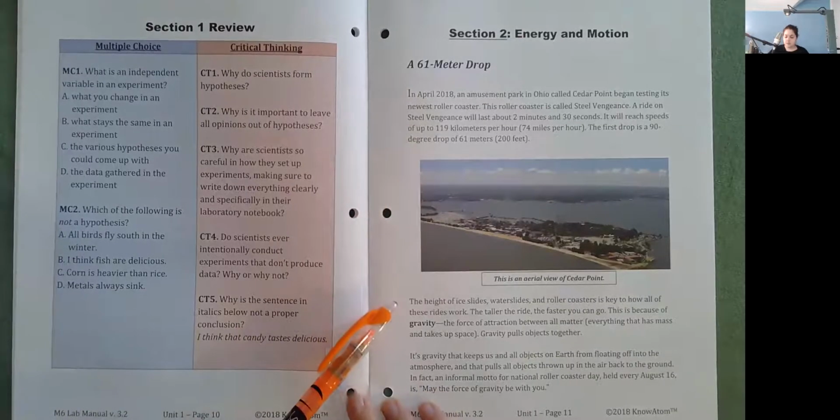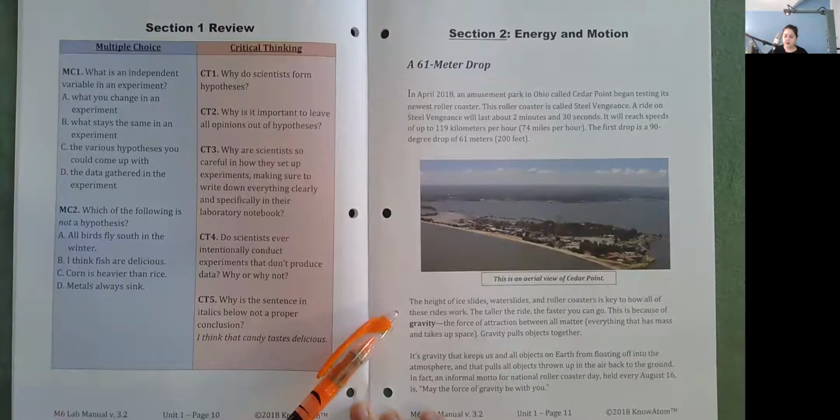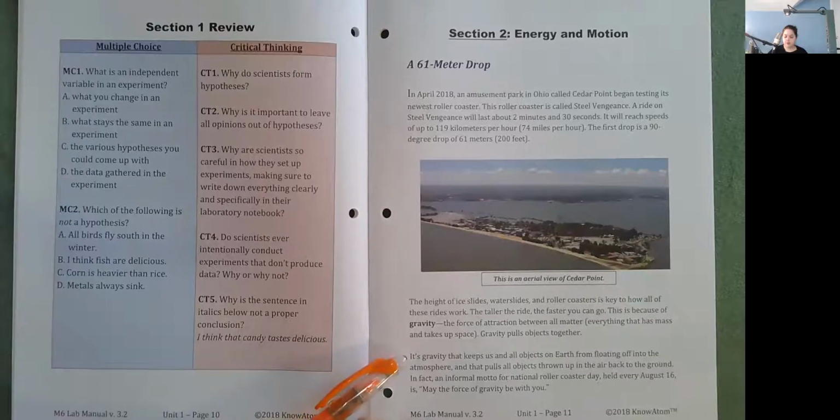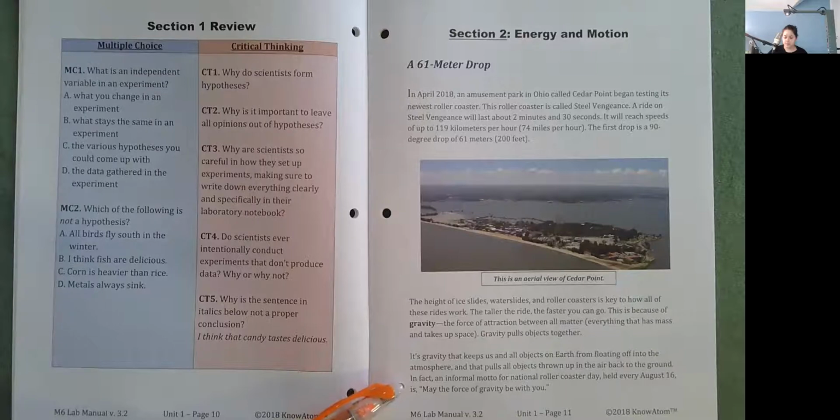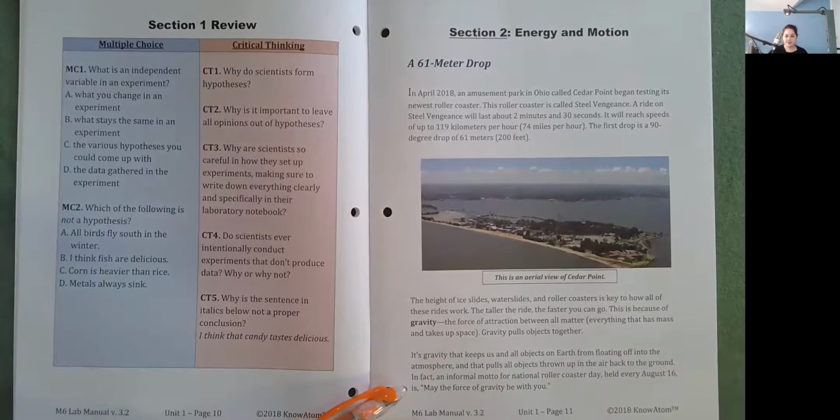The height of ice slides, water slides, and roller coasters is key to how all of these rides work. The taller the ride, the faster you go. This is because of gravity, the force of attraction between all matter, everything that has mass and takes up space. Gravity pulls objects together. It's gravity that keeps us and all objects on Earth from floating off into the atmosphere, and that pulls all objects thrown up in the air back to the ground. In fact, an informal motto for National Roller Coaster Day, held every August 16th, is, "May the force of gravity be with you."